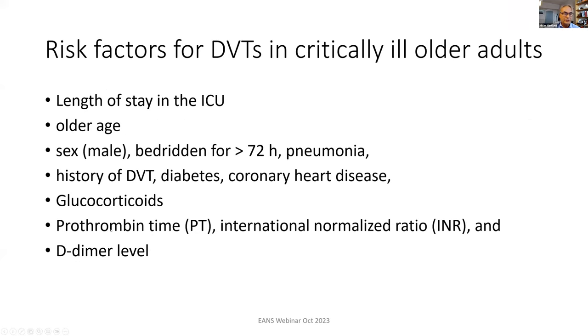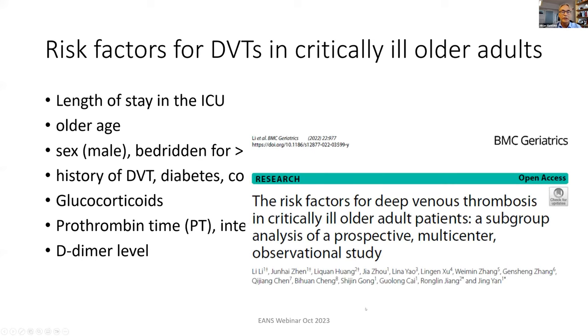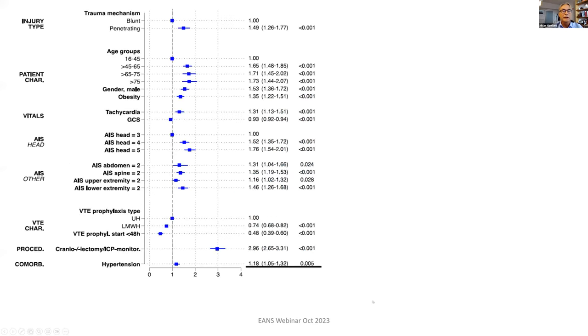And generally, since we have many elderly patients, the longer you stay in the ICU, the higher the risk. Older age, actually male sex in this particular study, if you're bedridden, if you get infectious problems, and if you have all the other vascular risk factors, if you're on cortisone, glucocorticoids, and some other lab parameters. Here you have the citation for that. It's also a meta-analysis of various risk factors.